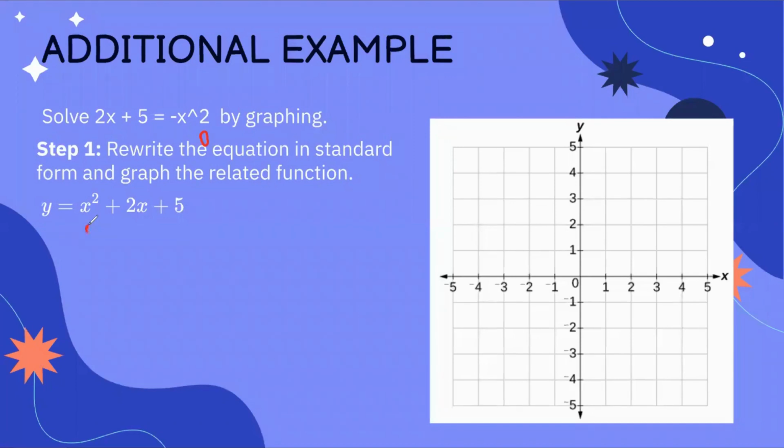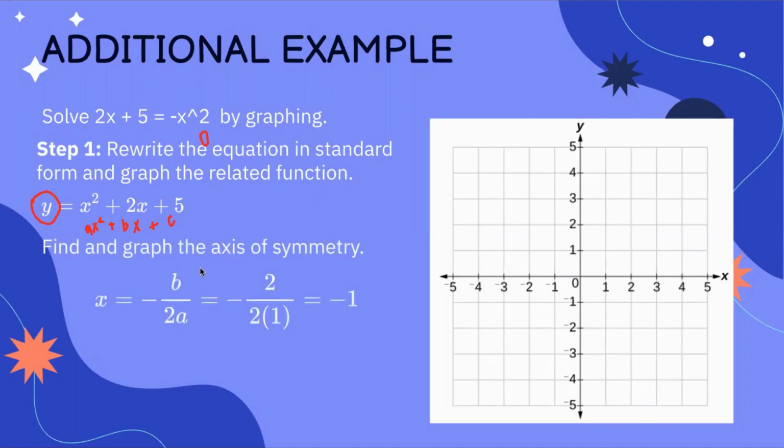Again, still following that ax squared plus bx plus c format, or standard form. And then to make it into your related function, just set your equation to y instead of 0. And now that you've done that, you have your function ready, and now you can find your axis of symmetry.